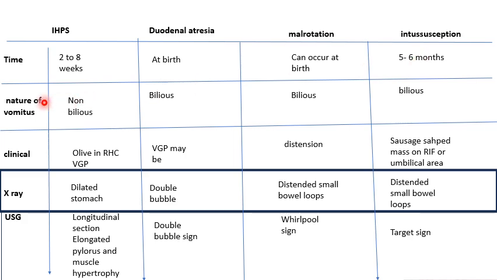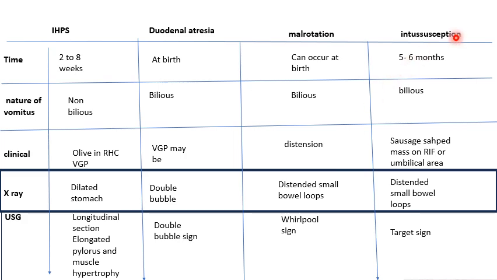Next will be the nature of vomiting. You know that this is non-bilious. Coming to clinical findings, there will be an olive-shaped mass in the right hypochondrium and you will get visible gastric peristalsis. In duodenal atresia, you can still get visible gastric peristalsis. But in malrotation, at maximum you might find visible intestinal peristalsis or plain distension.